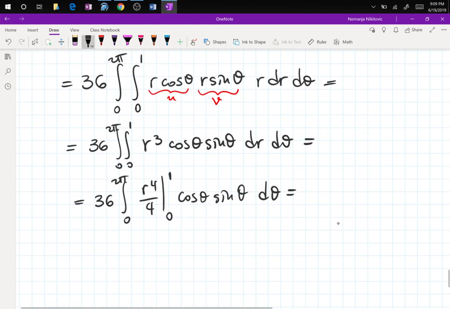When you plug in 1, you get a quarter. That knocks 36 down into a 9. And all I need to do is the Calc 1 integral of cosine theta sine theta d theta. And now, what is the fast way to compute this integral? Let me see your Calc 1 mad skills. I said cool way, not the brute force. I understand this, U-sub, yes. Anyone?